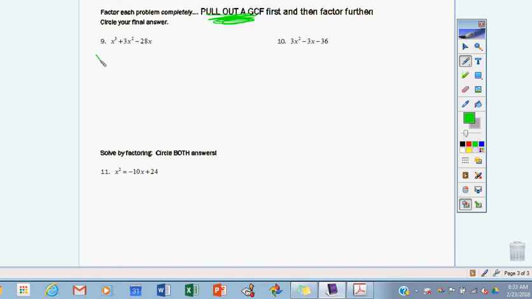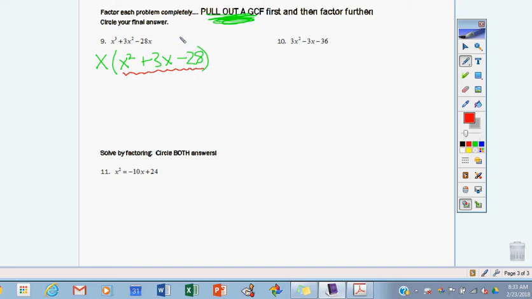In this problem, there's an x in common to every term. So I've got x squared plus 3x minus 28. There was no number that can come out. But it says take out a GCF, which is great, but then factor further. So now think about this.